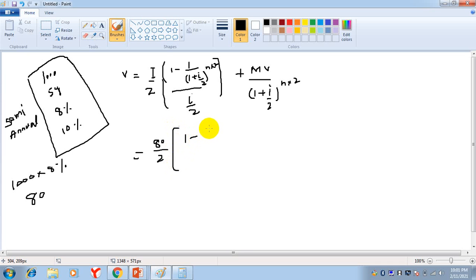1 minus 1 divided by 1 plus the discount rate 10%, so 10% divided by 2, raised to the power n. Number of years are 5 in our example, so 5 multiplied by 2. And whole divided by discount rate 10% divided by 2.